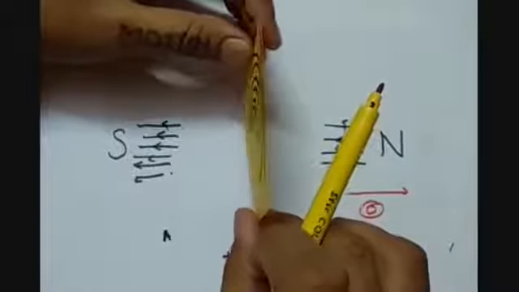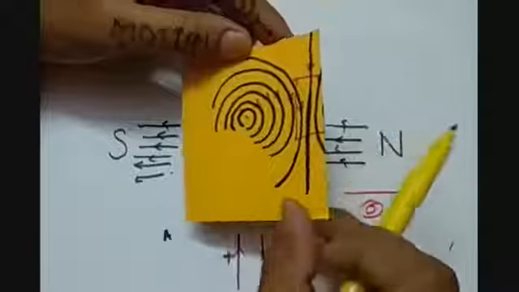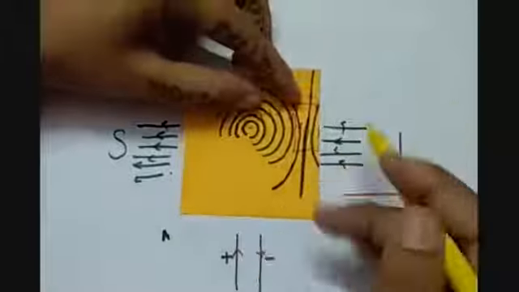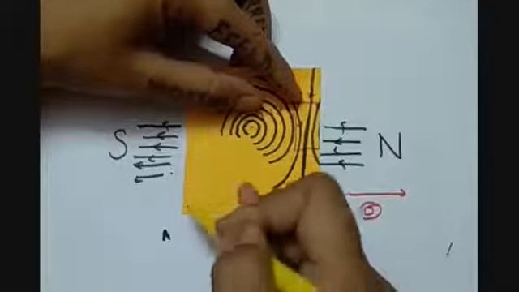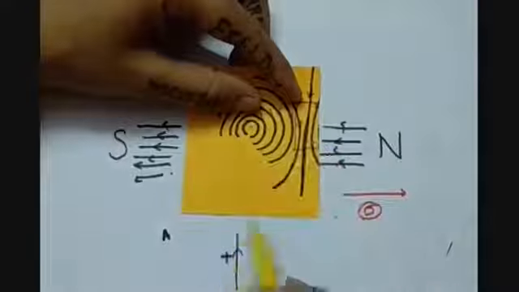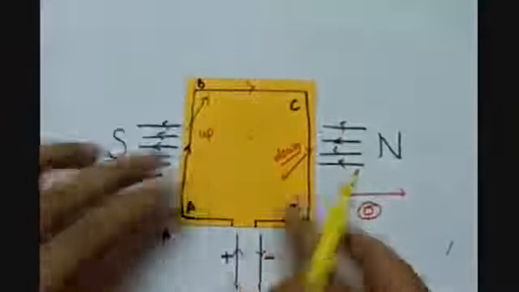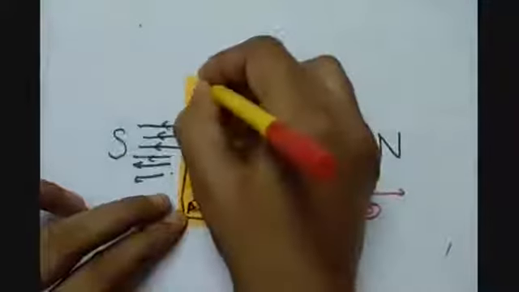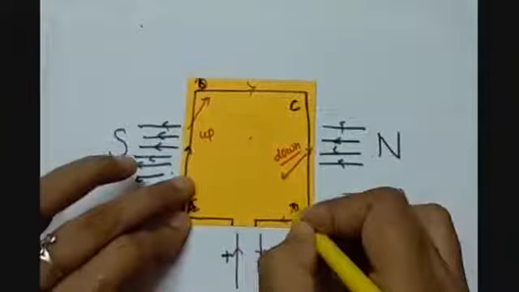And this will happen till the AB comes here and the CD comes here. Now what will happen? So CD is here now and AB is here.